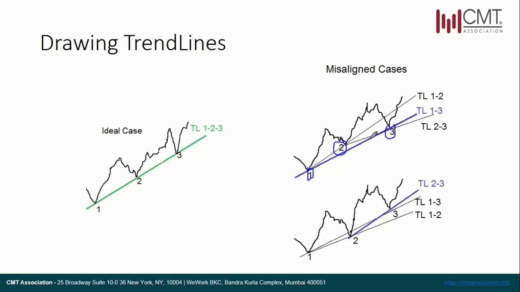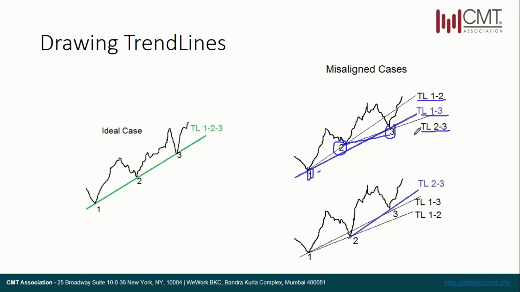There are actually three possible scenarios. You can connect points 1 and 2 to get trend line 1 and 2. You can connect 1 and 3 and you still get a trend line. And you can also connect the last 2 points, point number 2 and 3, to get a trend line 2 and 3. Out of these three possible combinations, we look at them individually and try to figure out logically which is the best trend line, based on whatever principles of technical analysis we have learned.